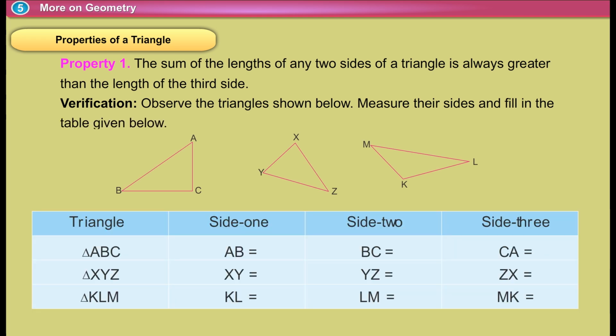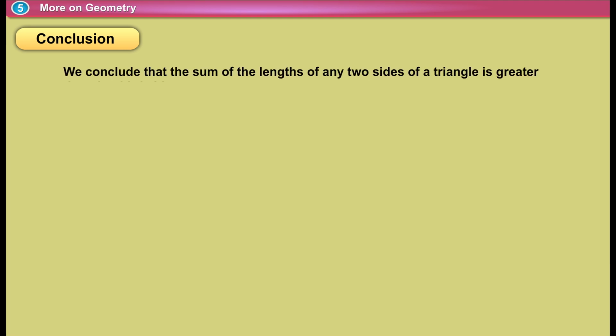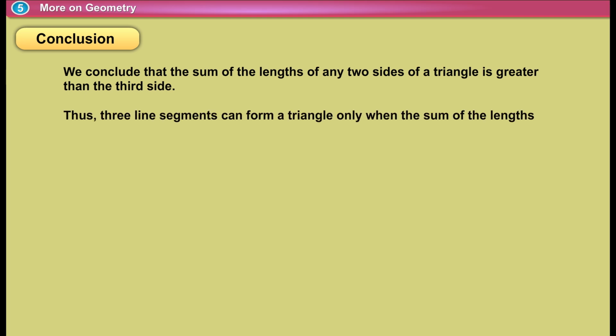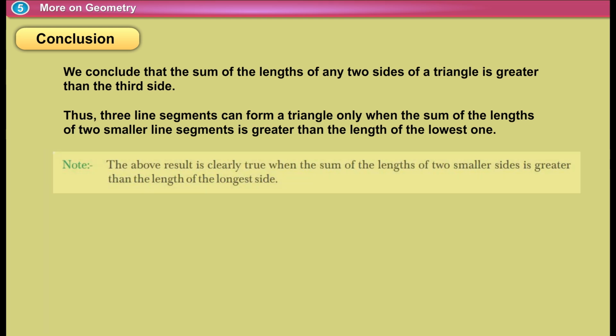Measure their sides and fill in the table given below. Now, complete the table given below. Conclusion. We conclude that the sum of the lengths of any two sides of a triangle is greater than the third side. Thus, three line segments can form a triangle only when the sum of the lengths of the two smaller line segments is greater than the length of the longest one.